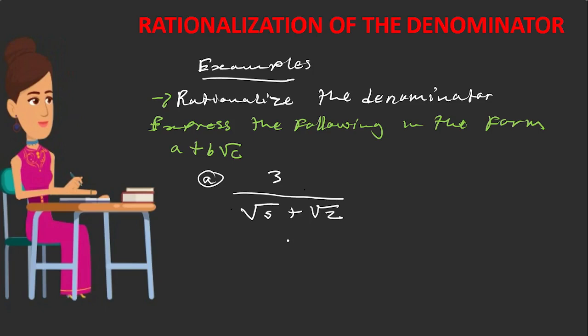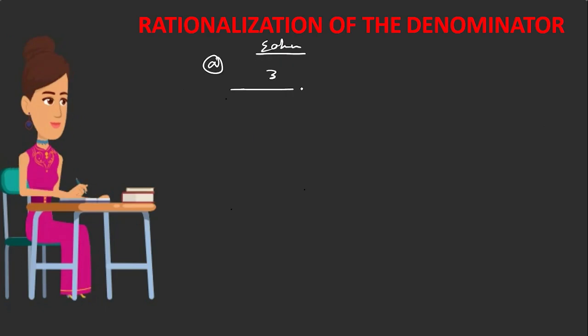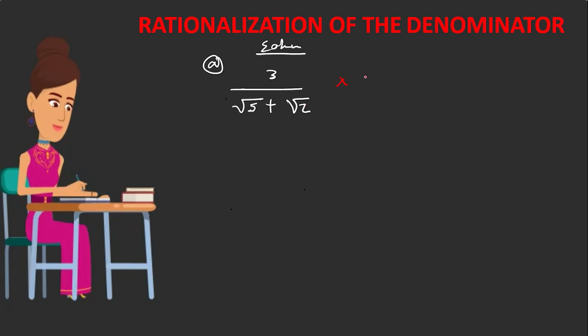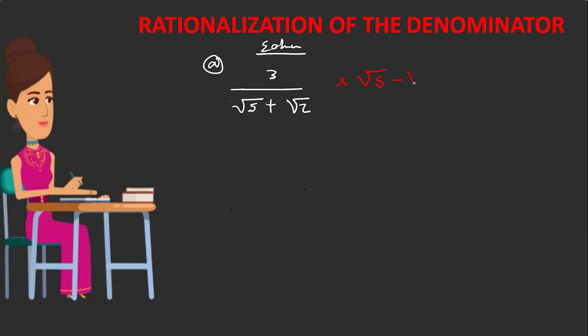So I'm going to say 3 over square root 5 plus square root 2. Okay, so what you're going to do is find the conjugate of that expression by simply changing the sign there. So you're going to say times square root 5 minus square root 2 over square root 5 minus square root 2.